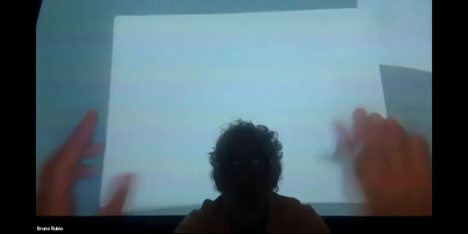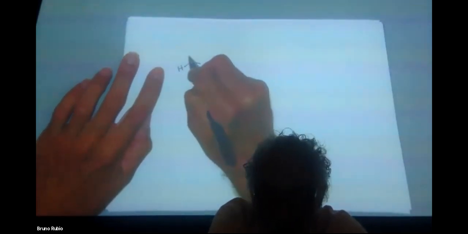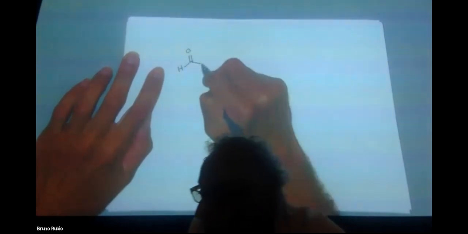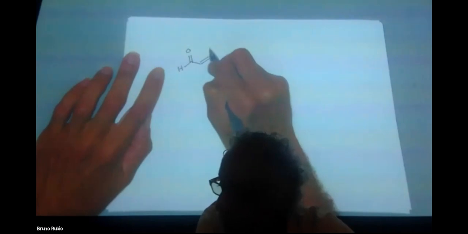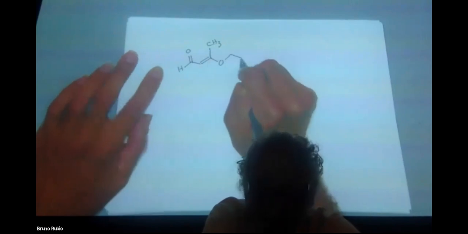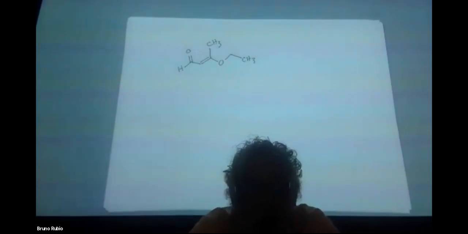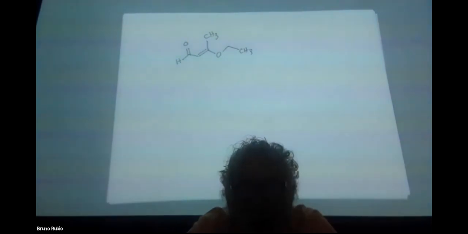Okay, so let's continue talking about, let's do one more problem where we're going from a structure and sketching the NMR spectrum of that compound. All right, so what if we want to sketch the NMR spectrum of this compound here? Okay, so first off, we need to know how many signals. So how many signals are we going to get here?